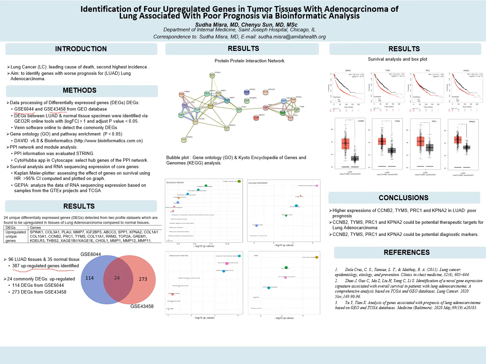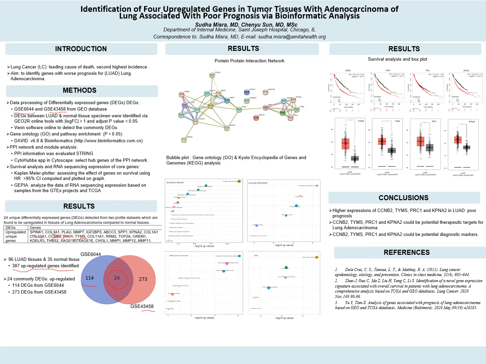As you can see from the Venn diagram, we obtained 114 genes from 6044 and 273 from the database called 4358. Using an online Venn diagram tool, we were able to identify 24 commonly and uniquely differentially expressed genes amongst these two databases. As you can see in this picture, the 24 genes are listed here: SPINK1, COL3A1, TYMS, PRC1, CCNB2, to name a few.